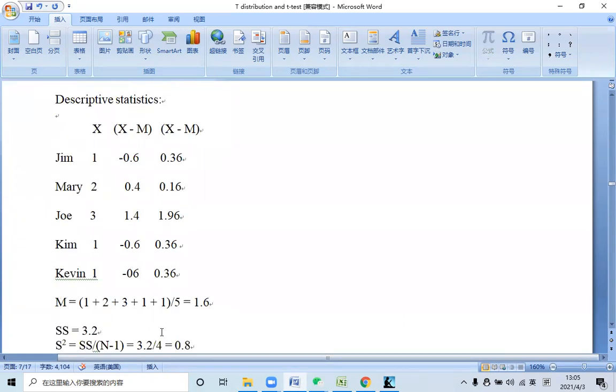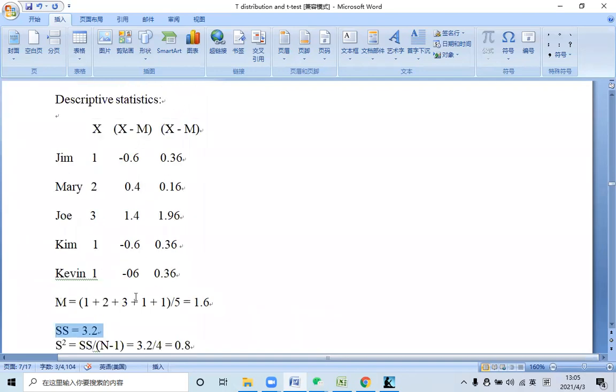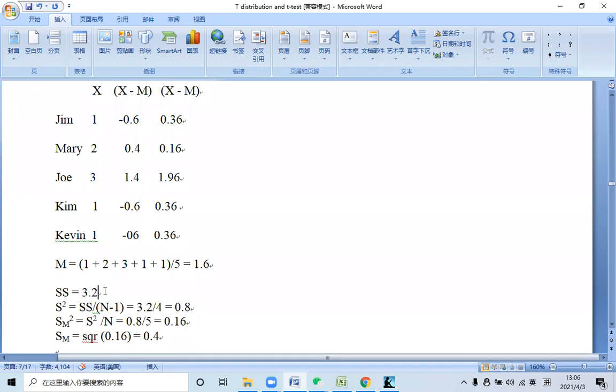And then what is the standard deviation? What is the variance? For the variance, you get the sum of squares, the sum of squared deviations. The deviation: Jim is below the mean, 0.6 beers below the mean. Mary is above the mean. And Joe is above the mean by 1.4. You get the deviations, you square the deviations, add them all up. The sum of squared deviations is 3.2.